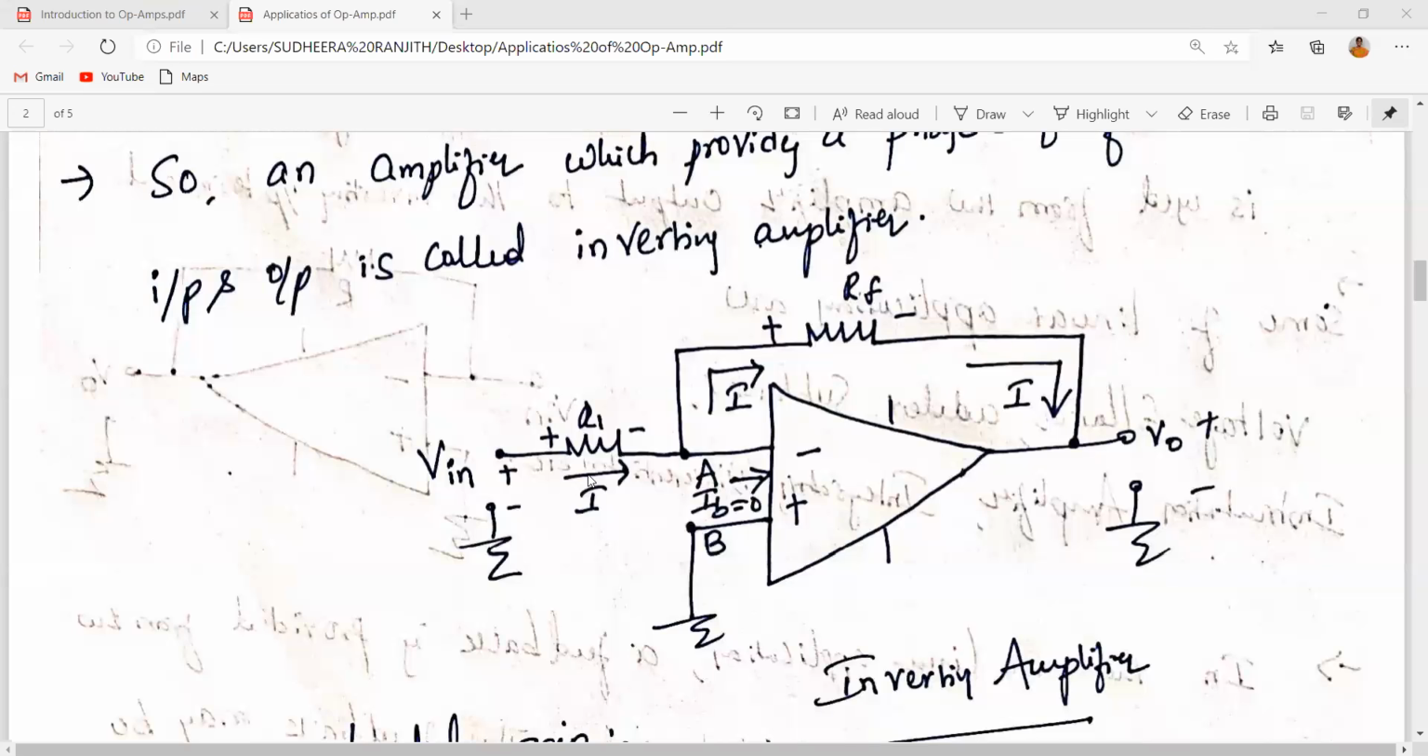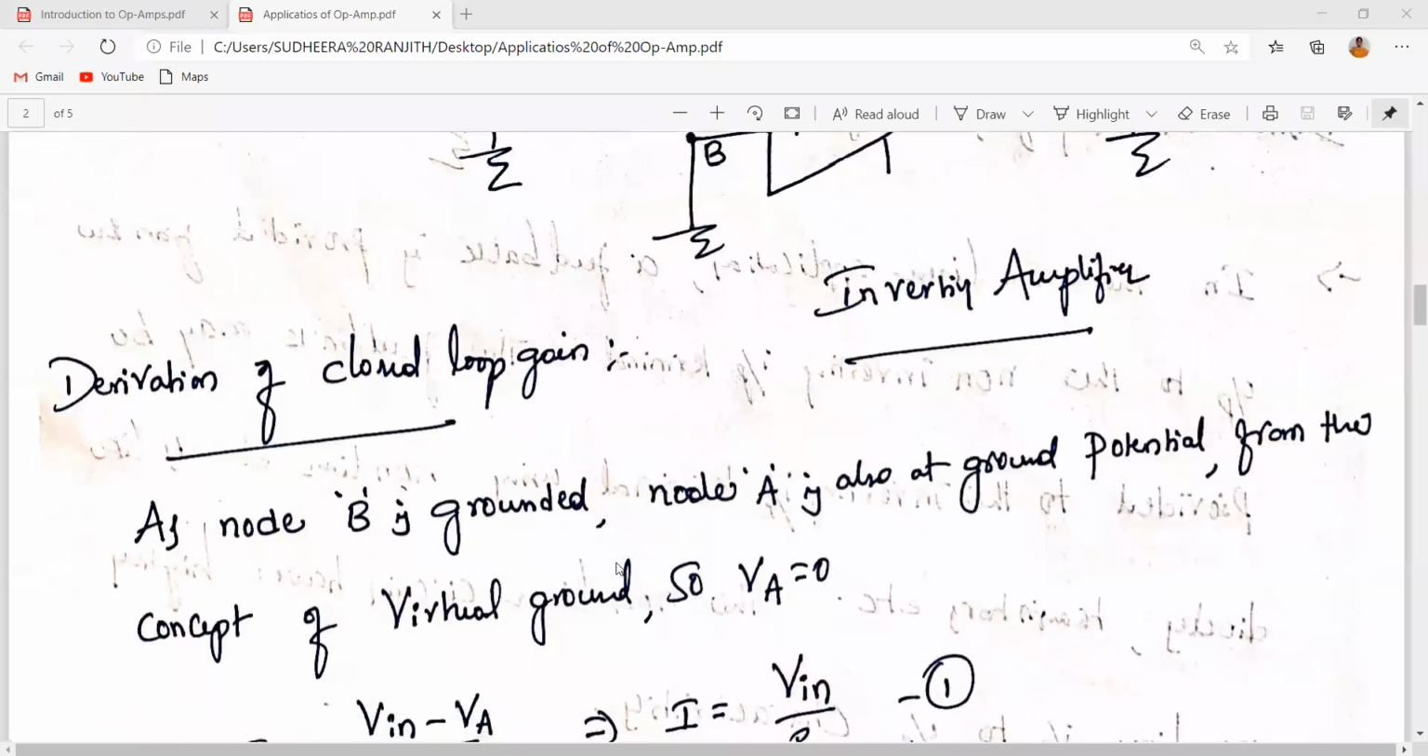The first assumption is that the current through the op amp is zero, and the second one is the concept of virtual ground. So coming to the analysis, as node B is grounded, node A is also at ground potential from the concept of virtual ground. So VA equals 0.